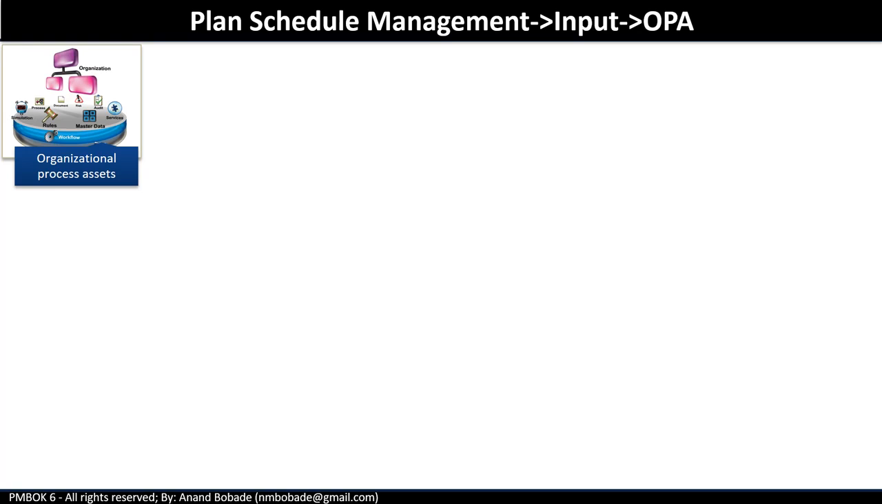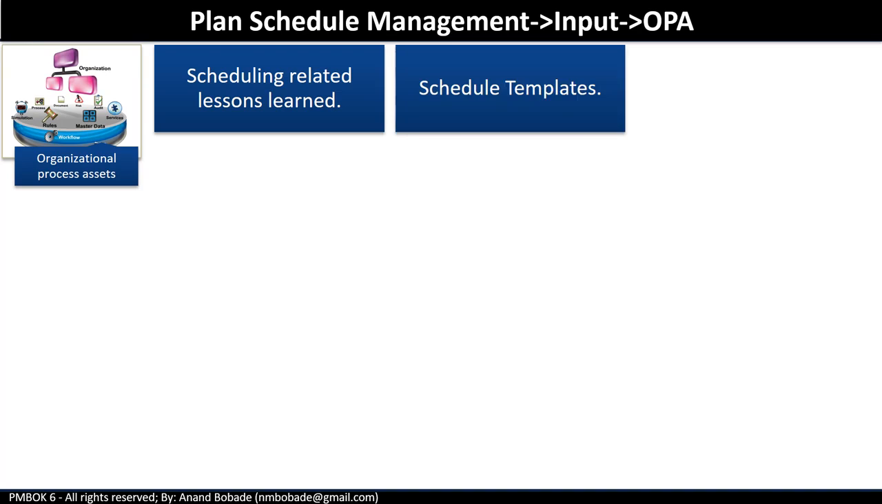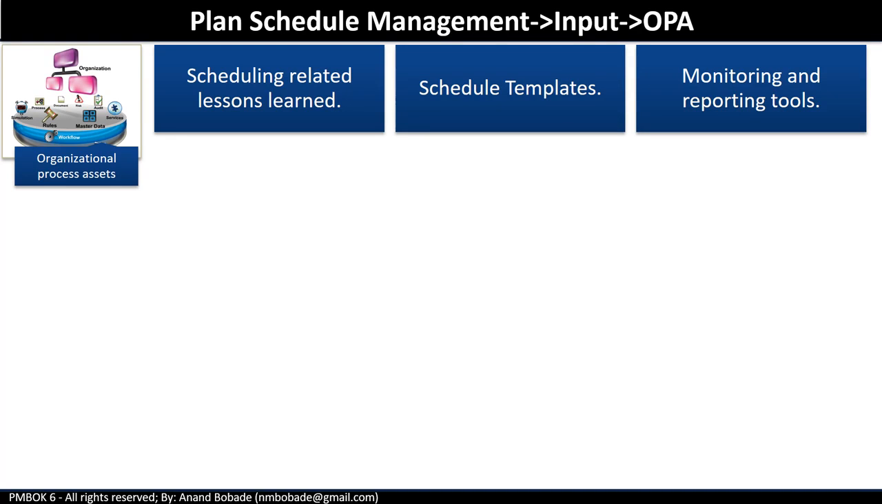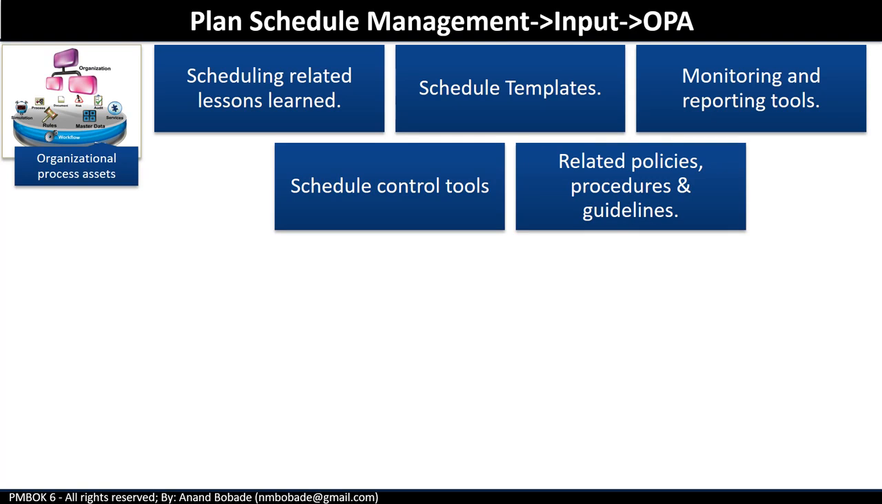OPA that can influence planning are historical information and lessons learned repositories from previous similar projects, schedule templates or forms, monitoring and reporting tools, scheduling control tools, and existing schedule development, management and control related policies, procedures and guidelines.